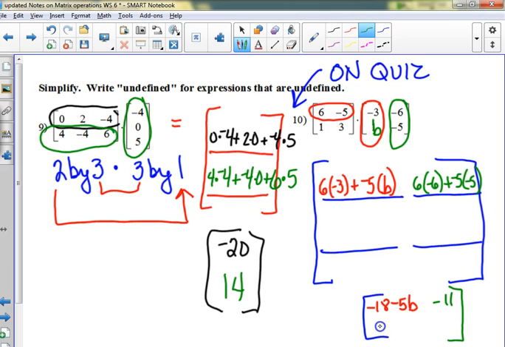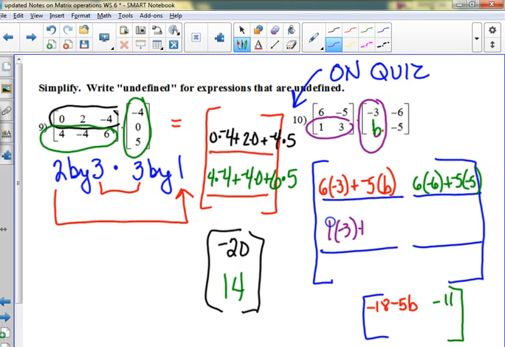Okay. Now what? I'm in row 2, so I'm using row 2 here, but first I need column 1. So I'm doing 1 times -3 plus 3b, which is -3 plus 3b. And then thankfully we're almost done.